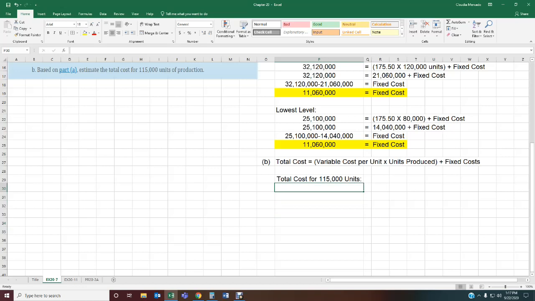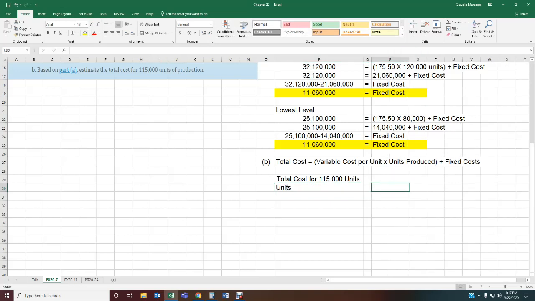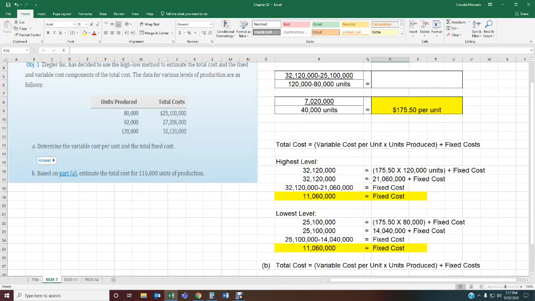Let's start off with the number of units that we're going to be producing under this scenario. The number of units is 115,000. That's how much we're anticipating producing. We have our variable cost per unit, and we're going to multiply it by the units. My variable cost per unit is 175.50. We had calculated it up here.